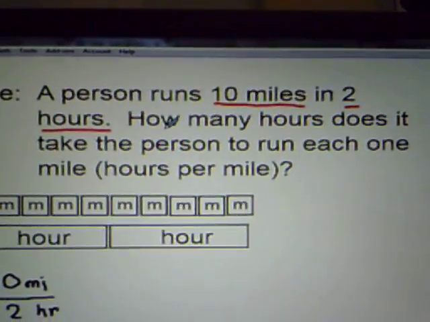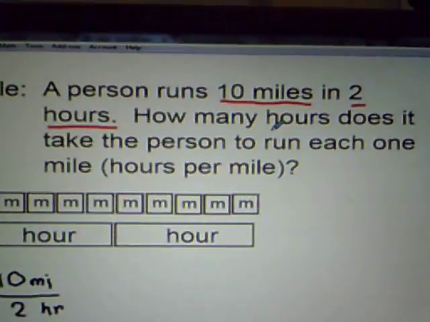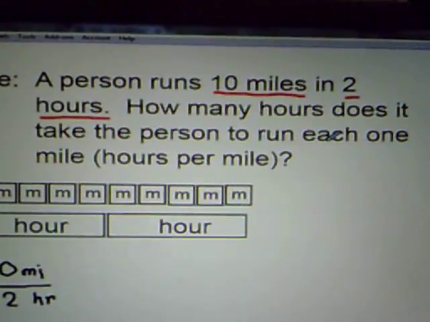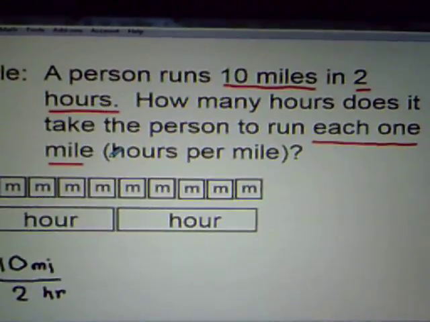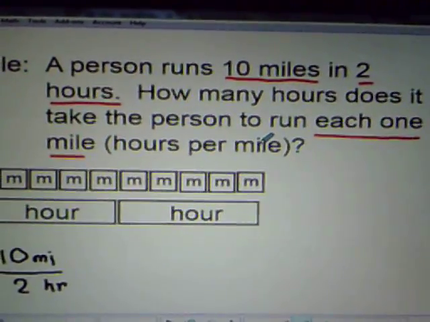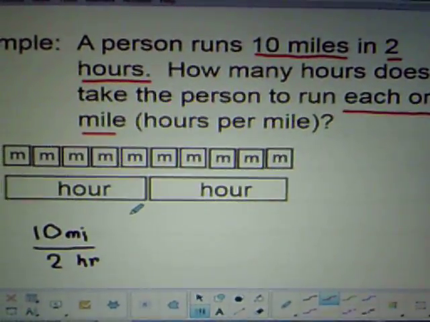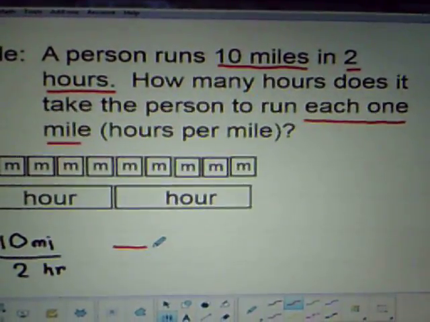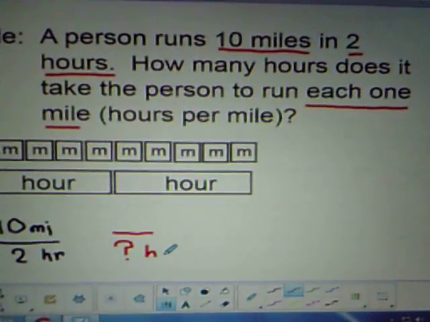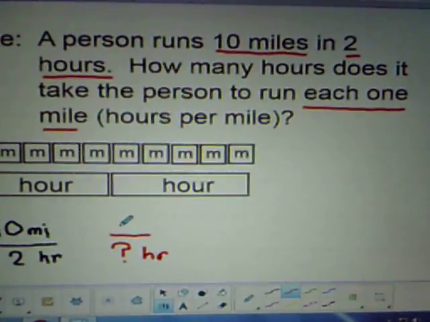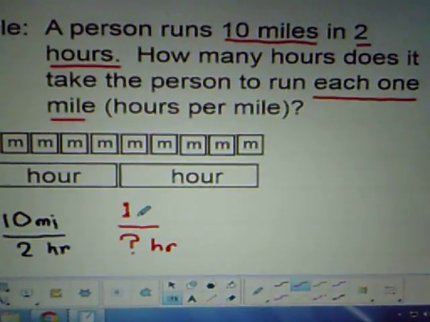This time it's asking how many hours does it take the person to run each 1 mile? In other words, hours per mile. So this time, we're looking for how many hours does it take to run 1 mile.